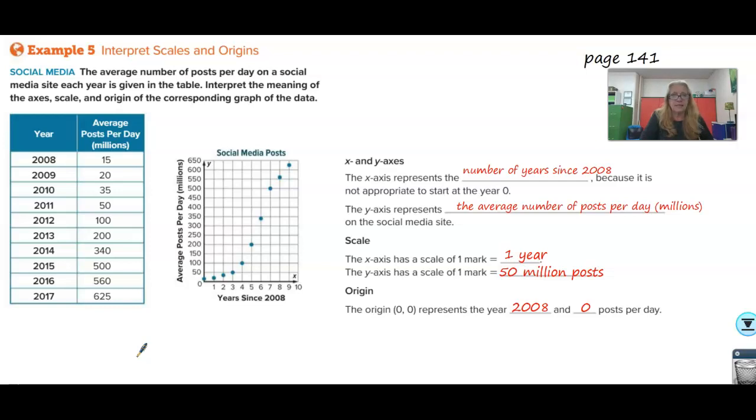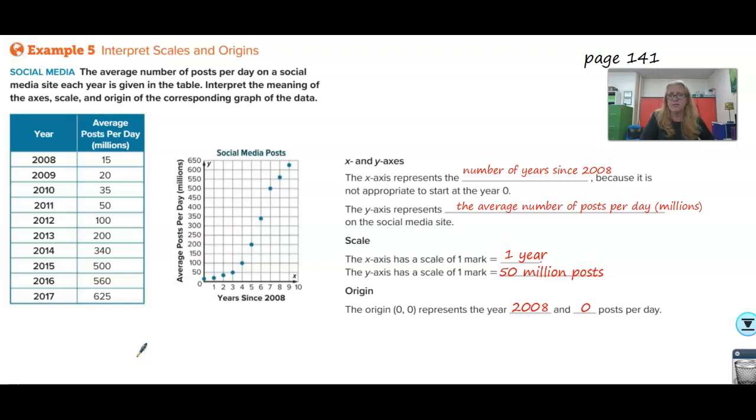The x-axis represents the number of years since 2008 because it's not appropriate to start at the year 0. The y-axis represents the average number of posts per day in millions. So the x-axis has a scale of 1 mark equals 1 year, and the y-axis has a scale of 1 mark equals 50 million posts. The origin, 0, 0, represents the year 2008 and 0 posts per day.